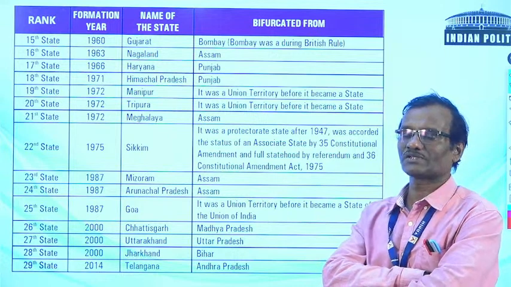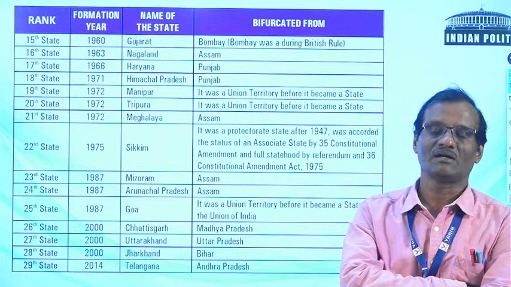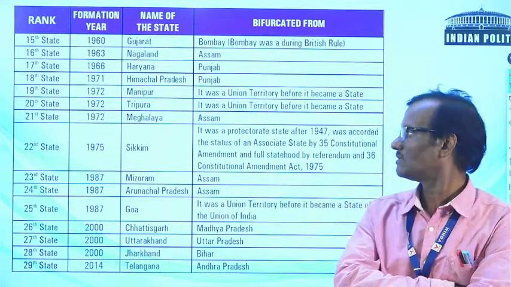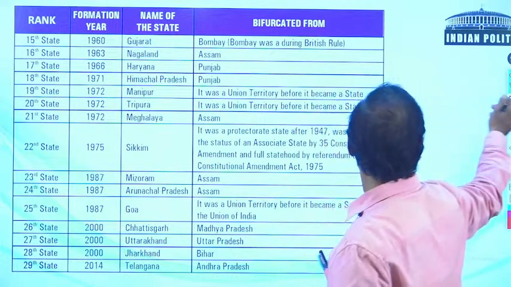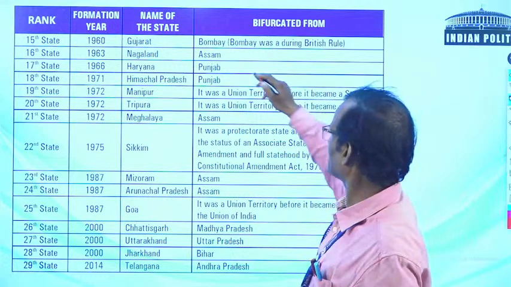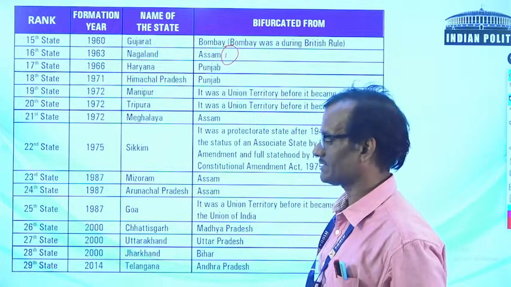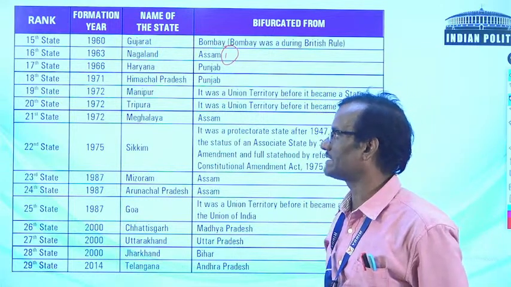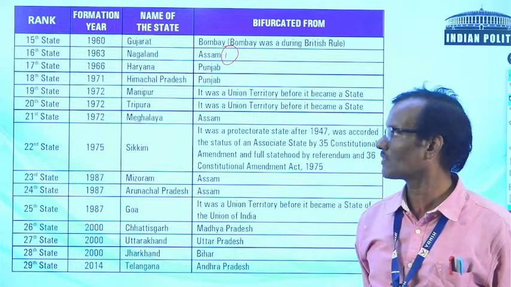Then the 16th state was established in 1963. It was Nagaland. It was bifurcated from Assam. So four states have come from Assam. And the 17th state was Haryana, that is from Punjab.